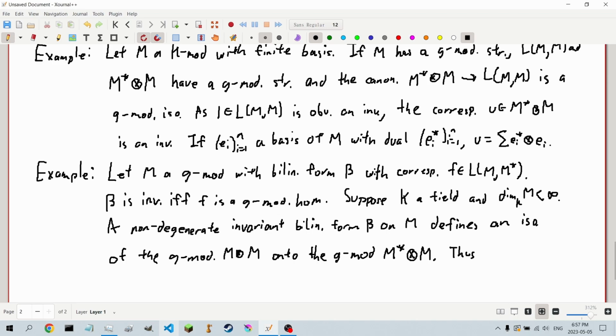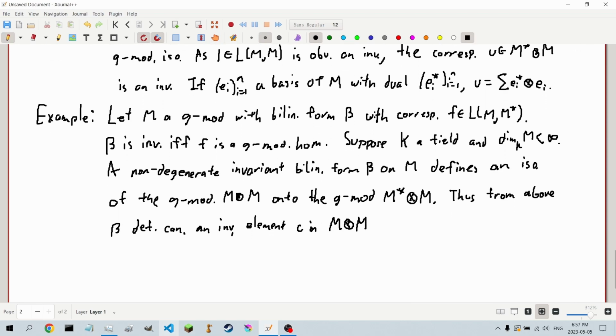Thus, by the previous example, beta defines canonically an invariant element C in M tensor M as a G module, as we wrote. And what is C?